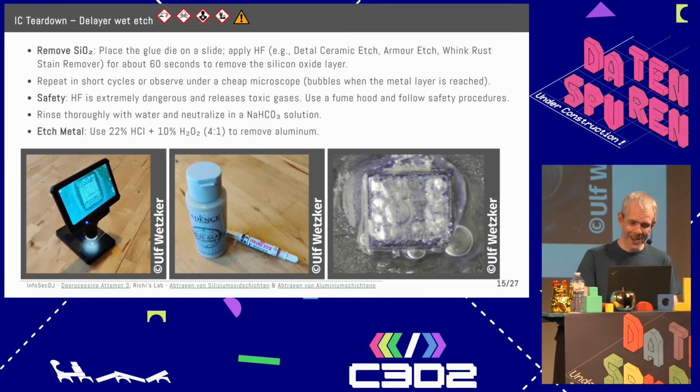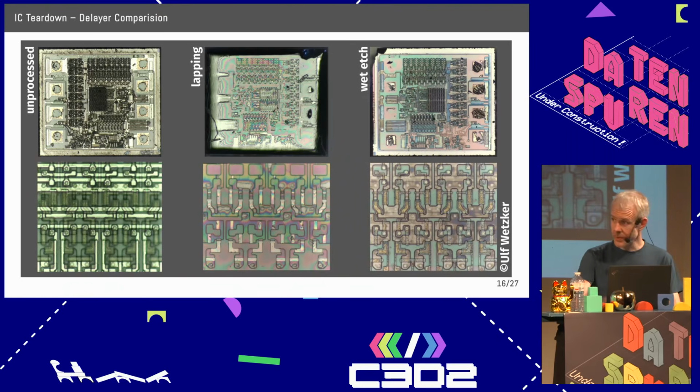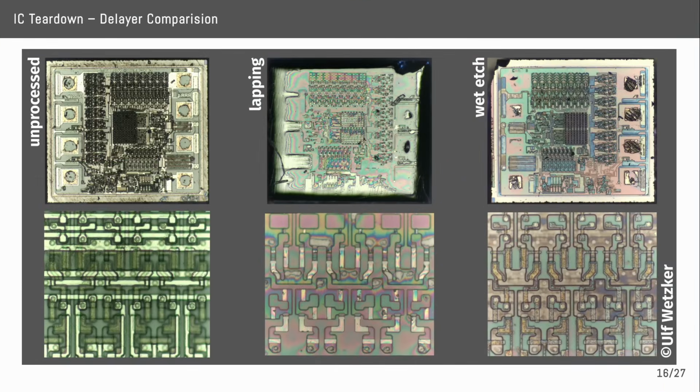It's written there. You need to etch away the metal compound or the metal layer by just etching it away with this mixture. It works actually quite well. Here's a small comparison from a test that I did 2 days ago. You have an unprocessed die. It's from a French telephone card, where you see all the metal layers, then there's the lapping.